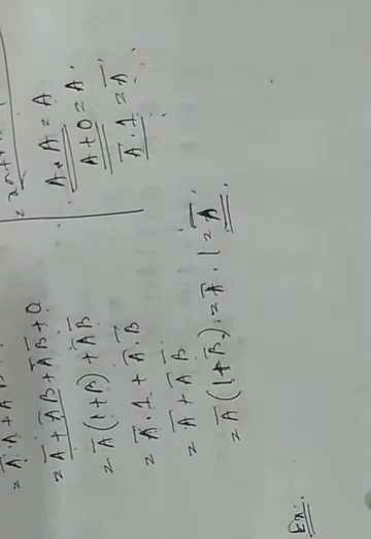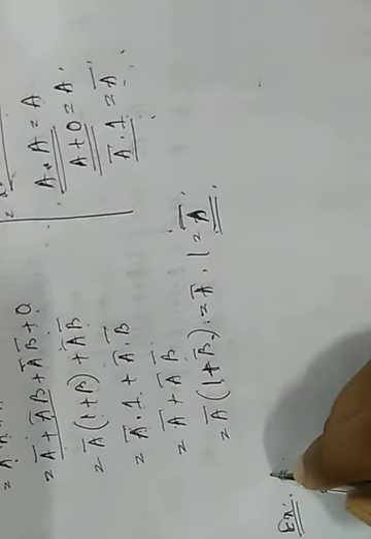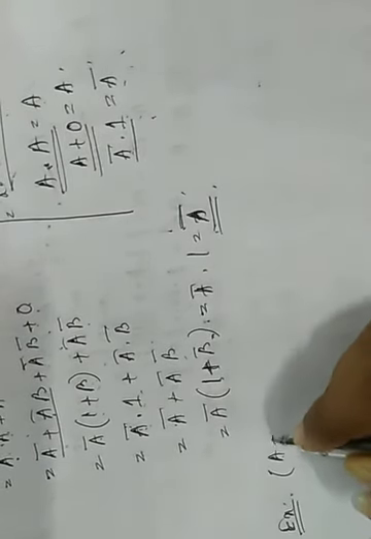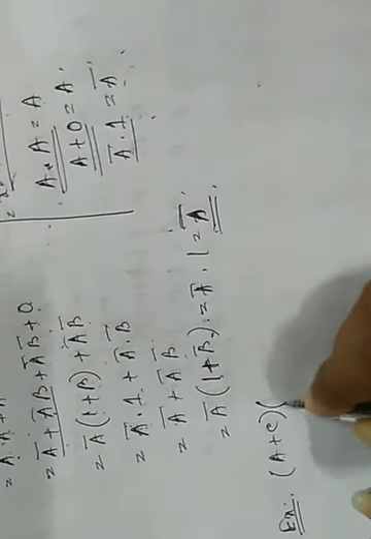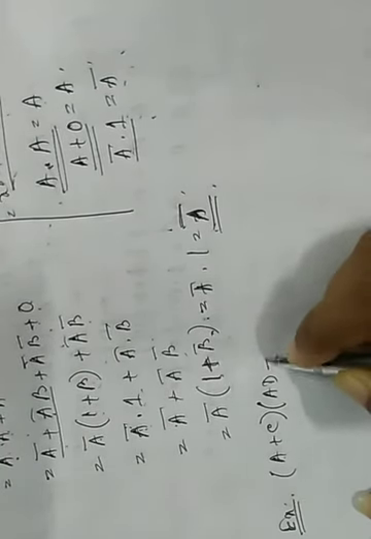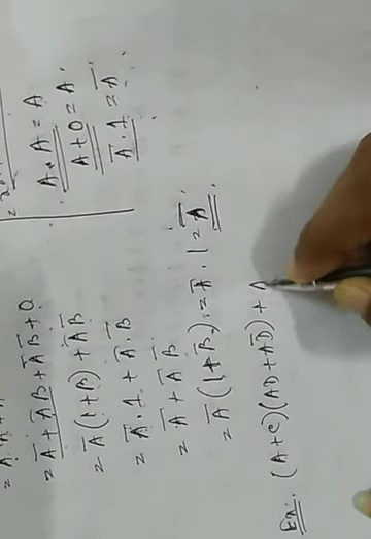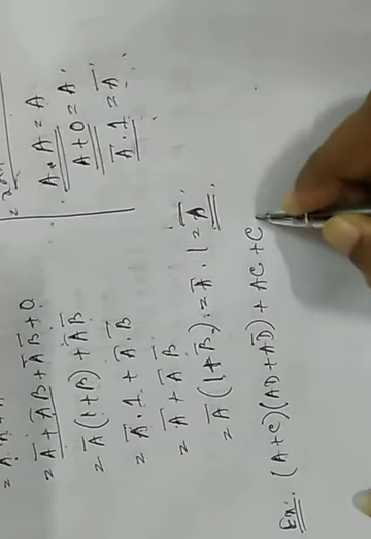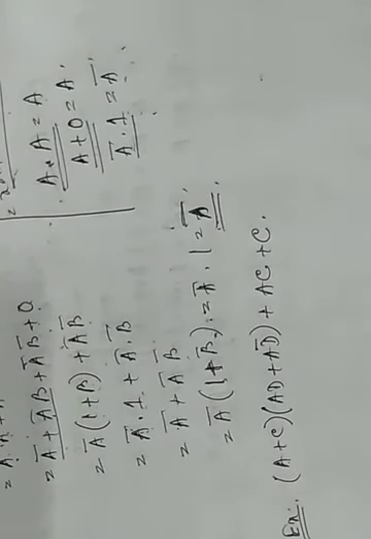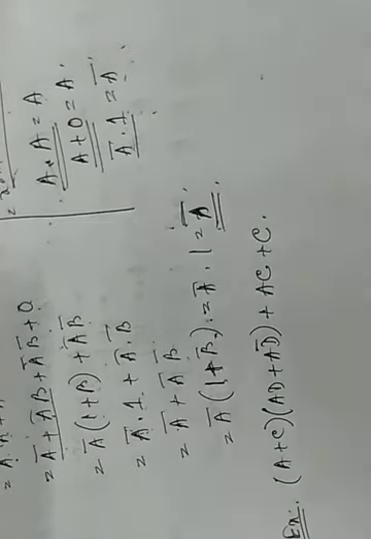Suppose this one: a plus c, ad plus ad bar plus ac plus c. Okay, so at first we have to see whether we can take any variable common, then we can do the process further.